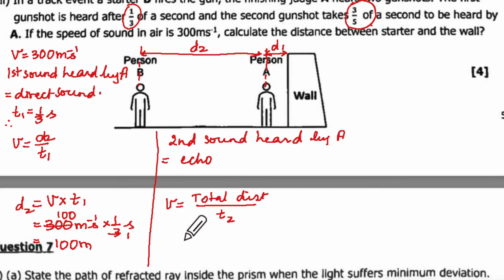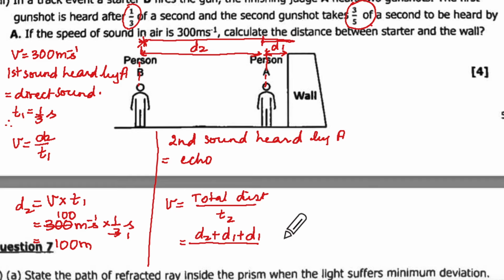Okay. Now what is the total distance? He fired the shot from here. So the distance was this way and then back again here. Did you see that? So what is the total distance? Tell me. 100 plus. No. First write D1 plus D2 plus D1 plus D1. Did you understand?